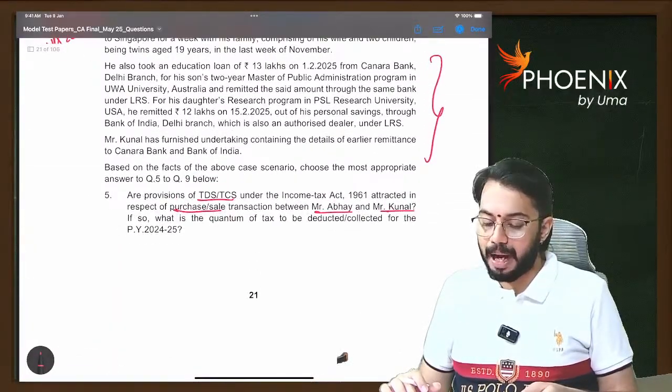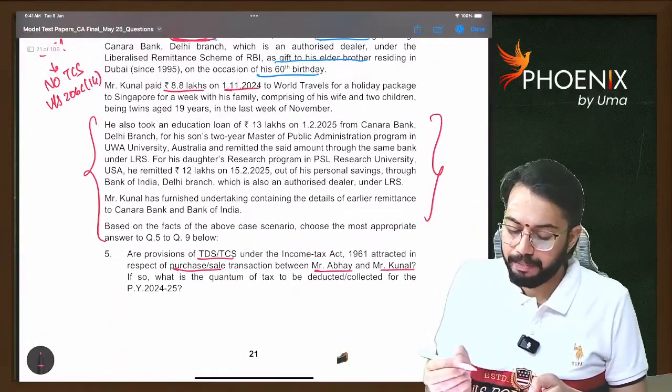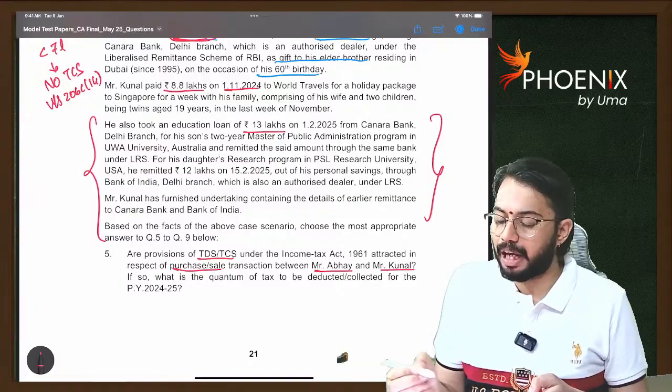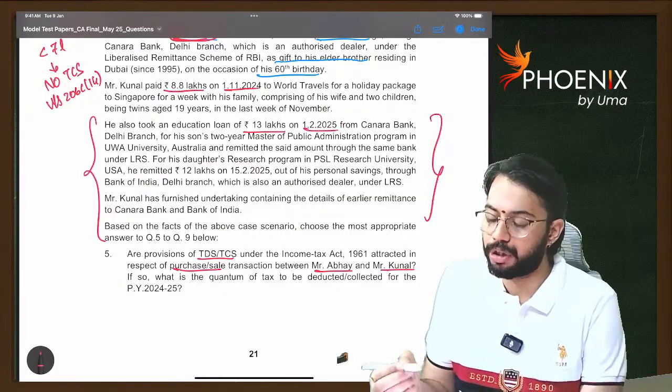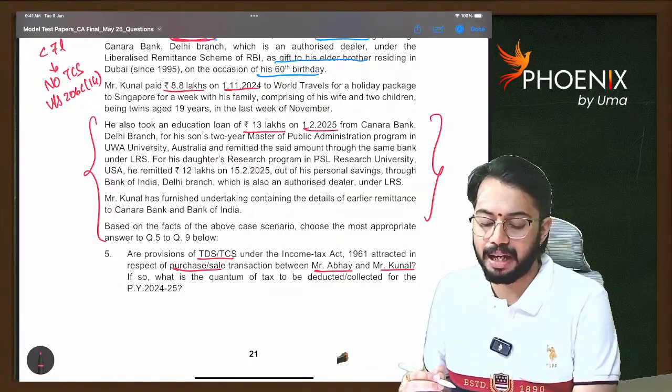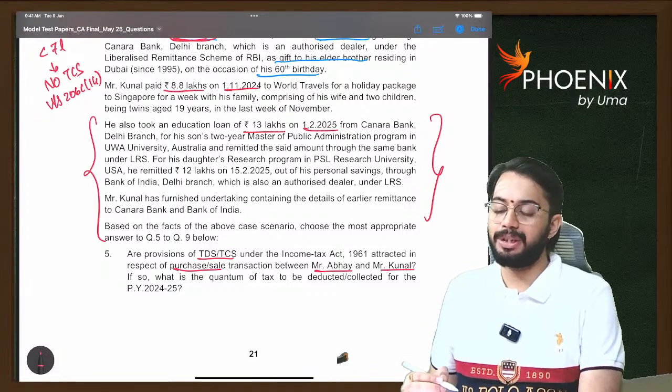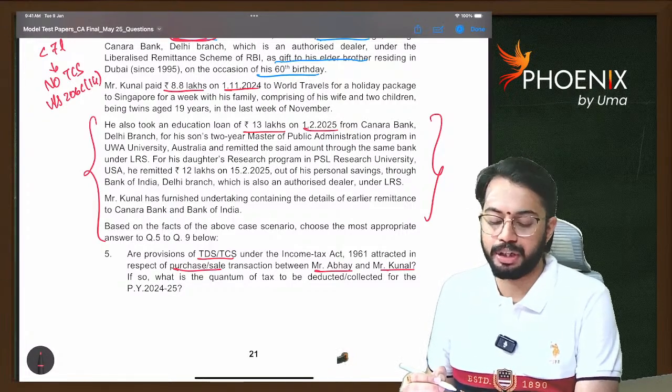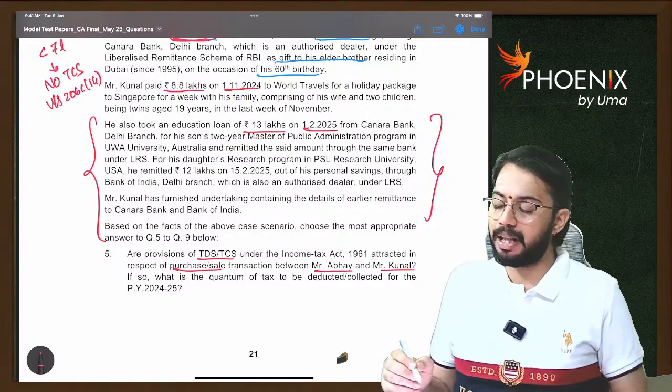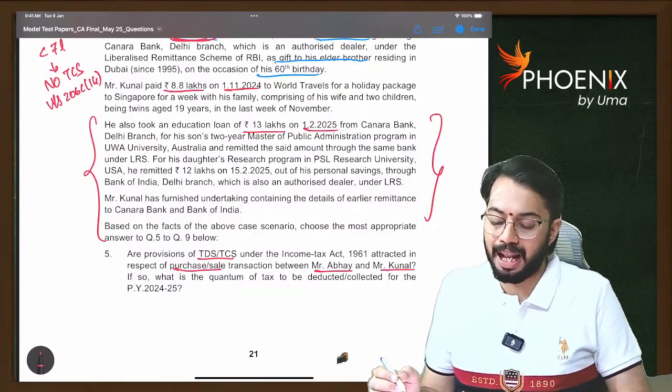Next, the remaining part is there. Let us read this part. He took an education loan of 13 lakhs on 1st February 2025 from Canara Bank Delhi branch for his son's 2-year Master of Public Administration program in UWA University, Australia, and remitted the said amount through the same bank under LRS.